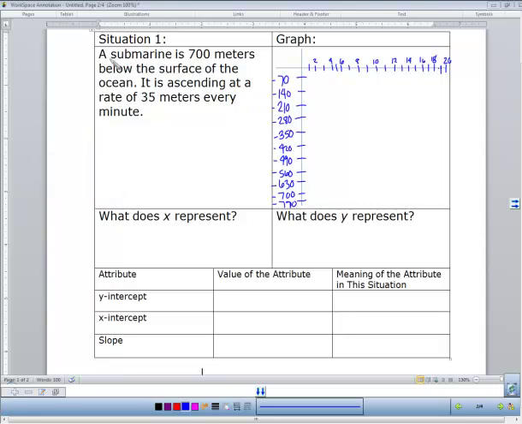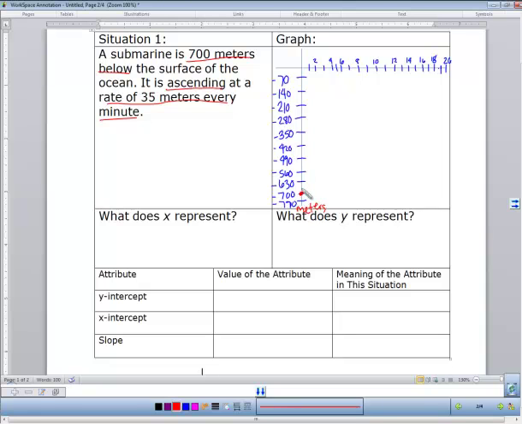So the situation is a submarine is 700 meters below the surface of the ocean. It is ascending at a rate of 35 meters every minute. So whenever I go to graph this, I start at my beginning point, which is my y-intercept. So I start at 700 meters below the surface. Well, that is going to be at negative 700. Well, negative 700 what? It's meters. So negative 700 meters, I'm going to go ahead and label my y-axis meters.